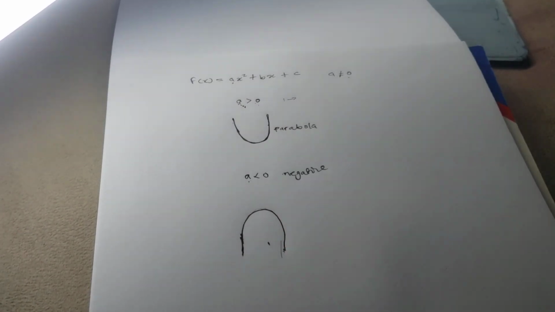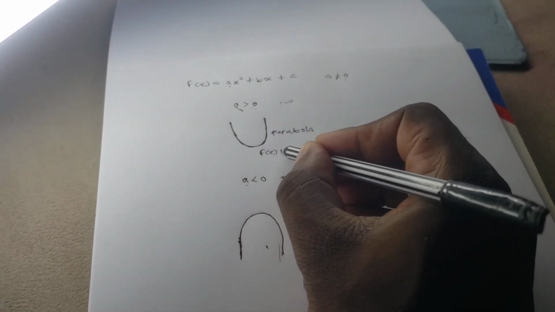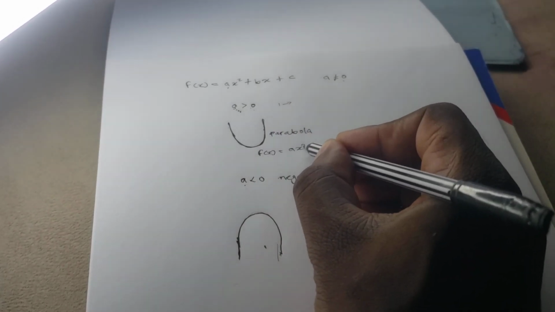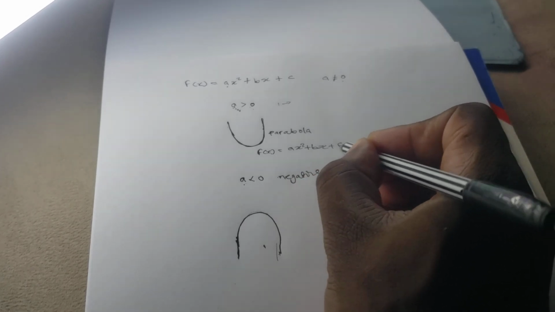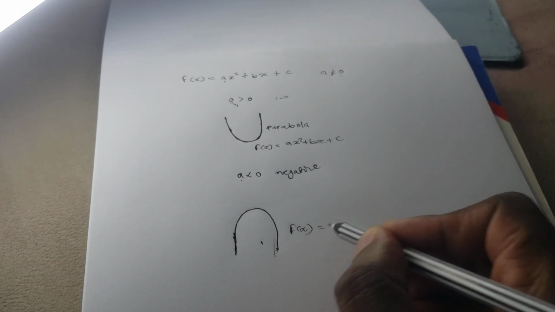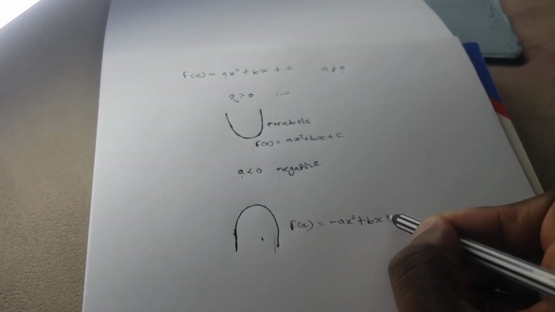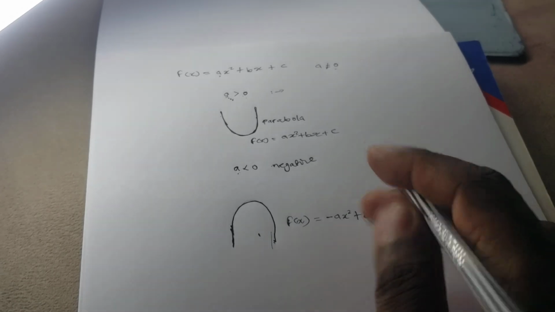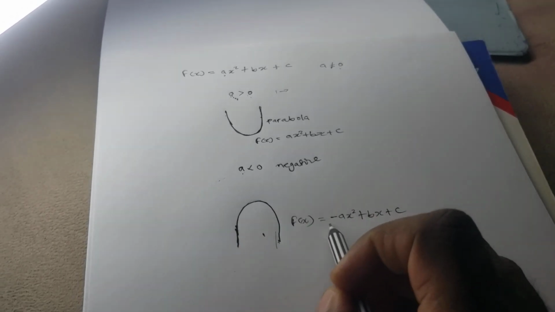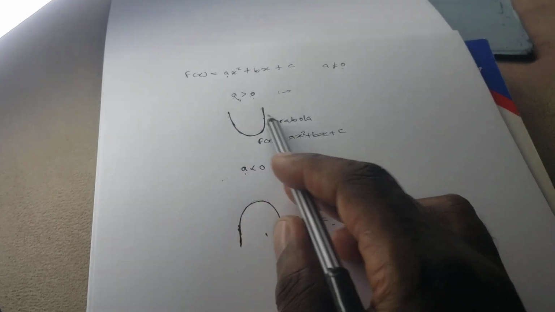So for this one, we have f of x is equal to ax squared plus bx plus c. But for this one, we have f of x is equal to negative ax squared plus bx plus c. That's what I mean. If our a is negative, we have something like this. If our a is positive, we have something like that.